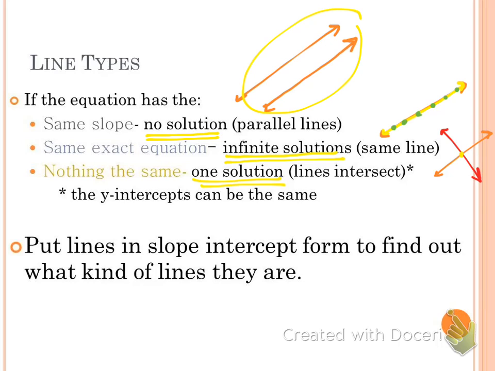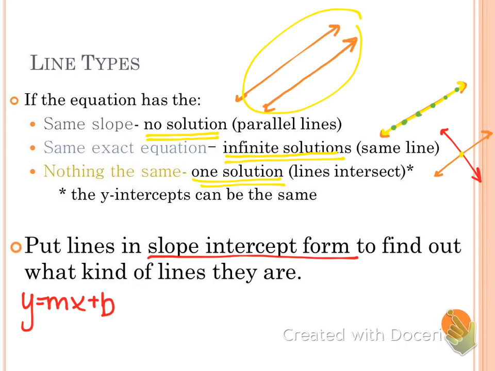And you say, so you're telling me that I can look at equations and know exactly what type of lines they are before I even have to graph them? Yes, that's exactly what I'm saying. All you've got to do is put the lines in slope-intercept form, y equals mx plus b. Whenever I do that, I don't have to graph anything. I know exactly what type of lines they're going to be.